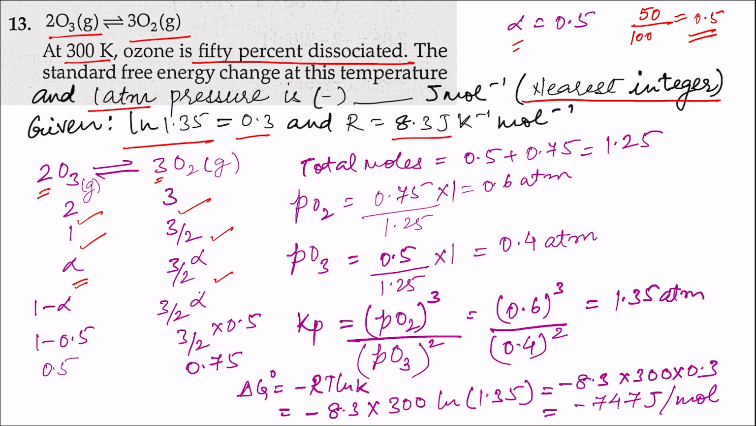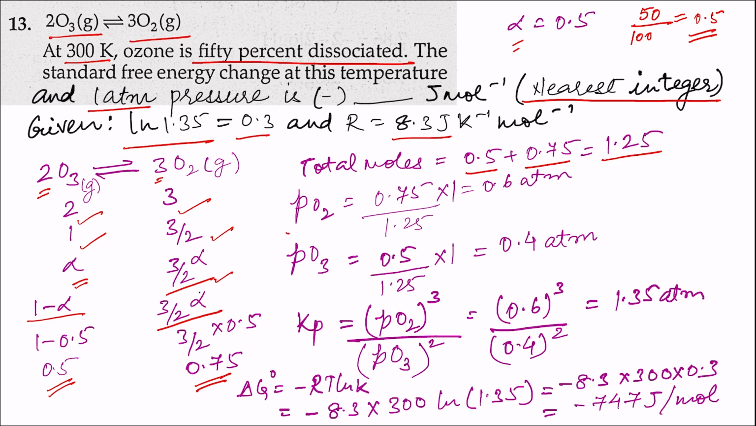So out of 1 mole, alpha moles is dissociated, and when alpha moles of ozone dissociates, it gives 3 by 2 alpha moles of oxygen. So remaining ozone at equilibrium is 1 minus alpha, and oxygen formed at equilibrium is 3 by 2 alpha. Putting the value of alpha and solving, moles of ozone is 0.5 and moles of oxygen is 0.75. So total moles will be 0.5 plus 0.75, which is 1.25 moles.